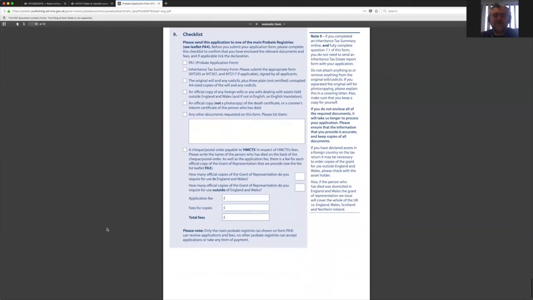The application fee at the bottom, the fee is £215 for the application itself and 50p for each official copy of the grants. It depends on you how many copies you want, which depends on how many accounts you have to contact, but I would normally recommend a minimum of 10, and you may well need more. So that's the PA1 form. As you see, it doesn't need to be signed, just completed, and I don't think, in all honesty, you should have any problems with that form.